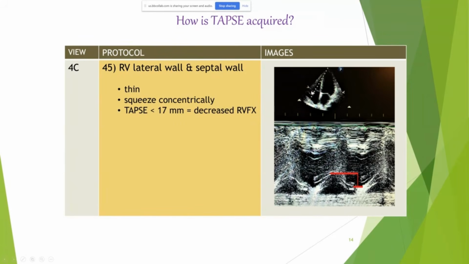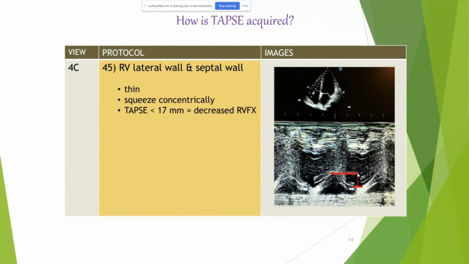the lateral annulus. That's the annulus right here, on the RV free wall. And then we're going to measure the peak systolic longitudinal motion of the tricuspid annulus from diastole to systole. So diastole, systole. Systole is when it squeezes, diastole is when it relaxes. So we're going to measure from here to here. That number is what's going to tell the doctor or cardiologist whether the RV is functioning properly or not.